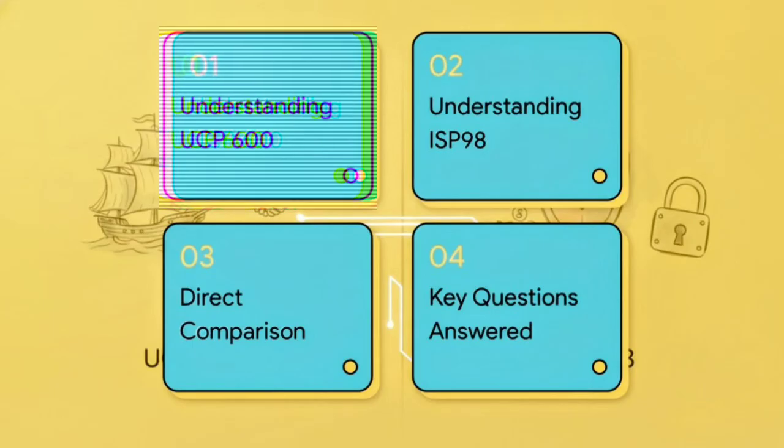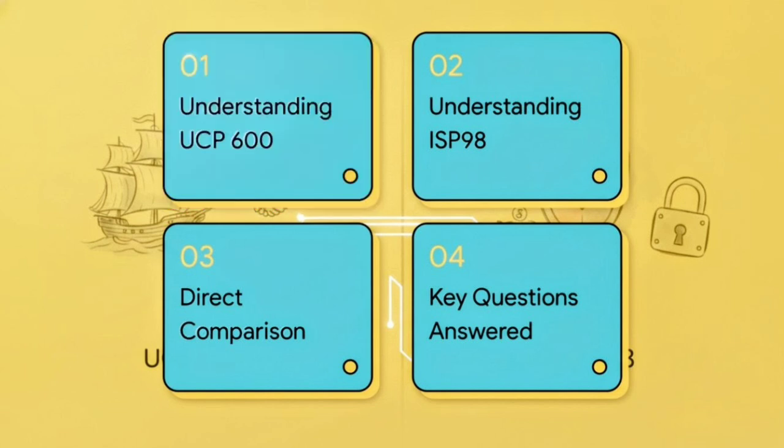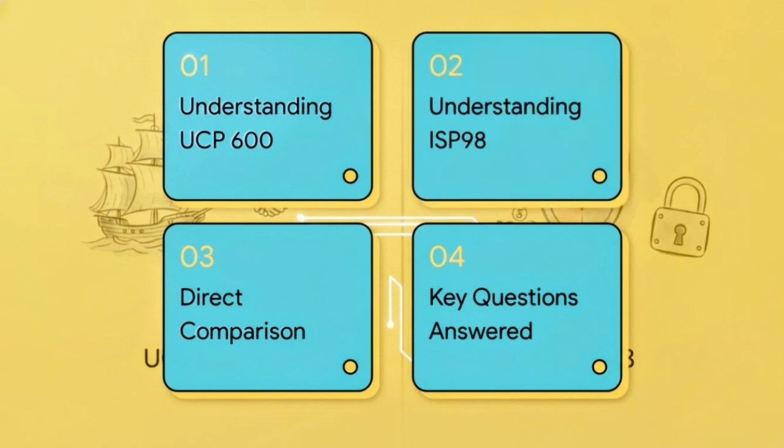We'll start by getting a solid handle on UCP 600. That's kind of the main player in this space. Then we'll look at its counterpart, ISP98. After that, we'll put them right next to each other to really highlight the differences, and we'll finish up by answering a few really important questions that tend to pop up.